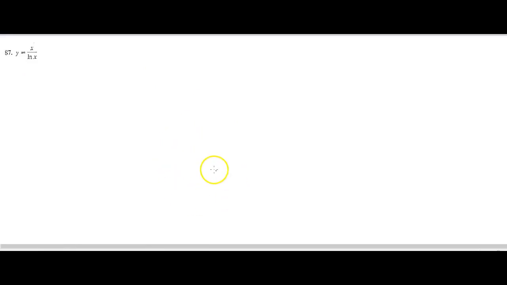All right, where's my pen? Can't find it. There it is. All right, so it says find extrema and points of inflection. So I need first derivative, second derivative. I know how to take derivatives because I've been doing this for a while.